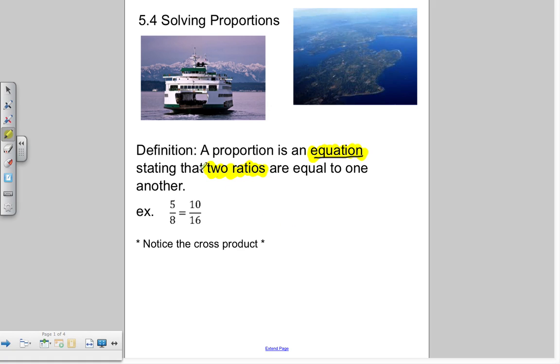Now remember that an equation is something that has an equal sign and something on either side. And usually we solve an equation. In this case, I've given you one that you can't solve, but on the next page, I'll show you ones that you can solve. So it's an equation, we got that, stating that two ratios, here's one ratio, here's another ratio, are equal to one another. Ratios are just like fractions. So it does look like fractions and they work the same way.